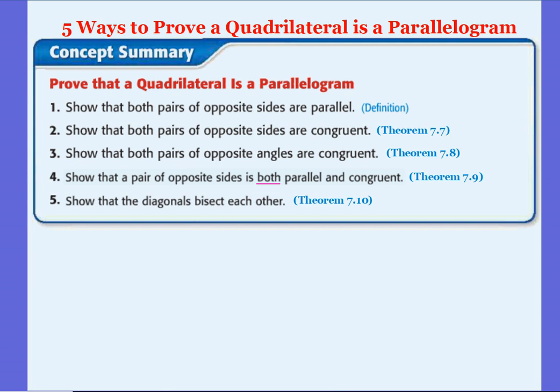So you may be wondering why we don't have the consecutive angles being supplementary as one of our converse theorems. Honestly, it's one of those things where it can be used, but it gets a little bit trickier sometimes. And so there are just other scenarios that usually make more sense to utilize. And one of them is, especially when we're talking about things on a coordinate plane, using this number 4 to show that a pair is both parallel and congruent. It makes our lives a little bit easier.